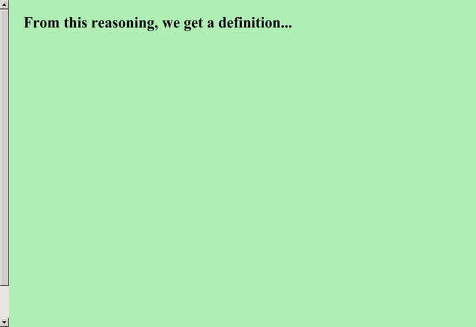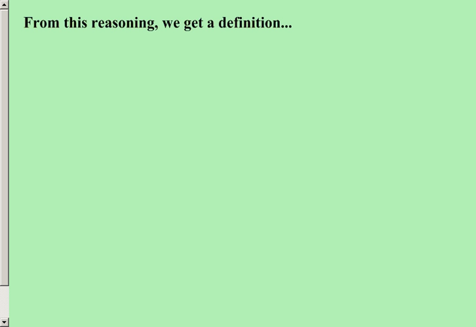Okay. Now, from this line of reasoning, we get a definition, and at first glance, this is going to seem very, very complicated, but a lot of things in calculus are going to appear that way at first. The key is to not get too spooked about what you see in calculus or what you see in these definitions.